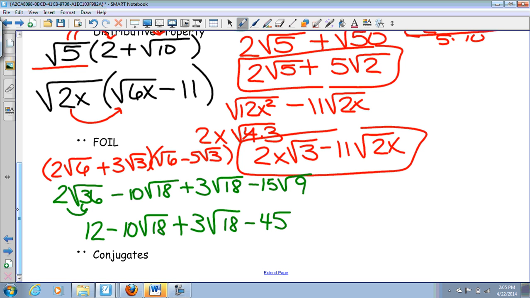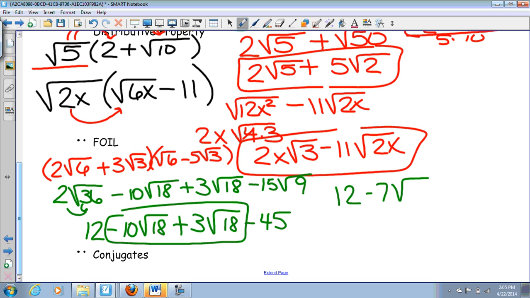Now let's simplify our like terms. Negative 10 times the square root of 18 plus 3 times the square root of 18. So I'm going to move this over here. So 12, negative 10 plus 3 is negative 7 times the square root of 18 minus 45. Okay. Square root of 18, 3 times the square root of 2, 7 times 3 is 21. So minus 21 times the square root of 2, 12 minus 45.